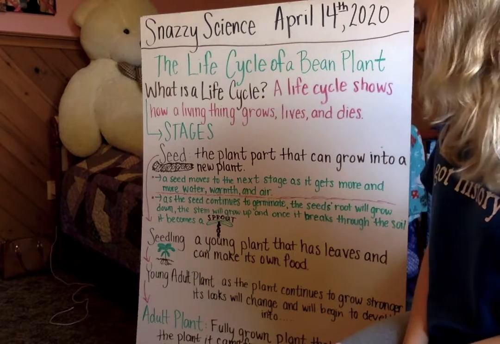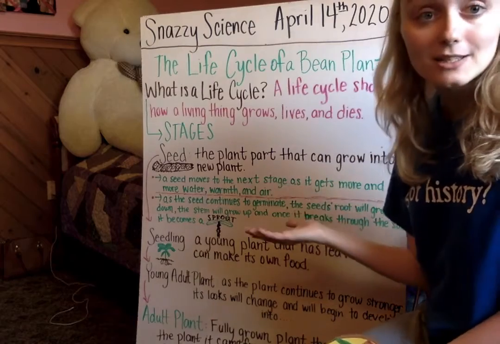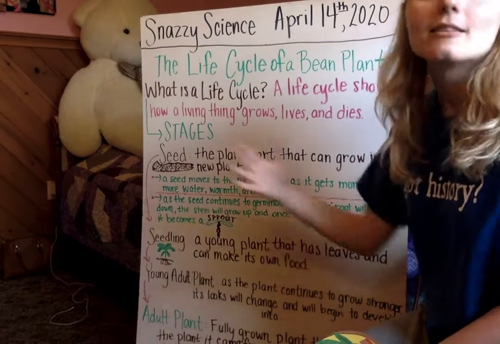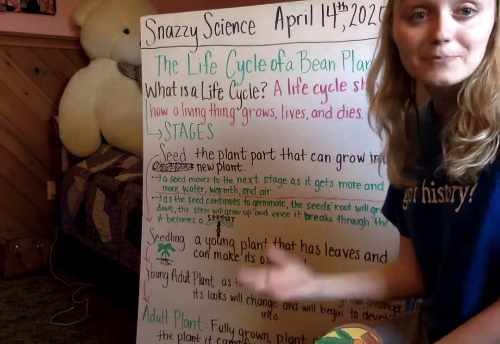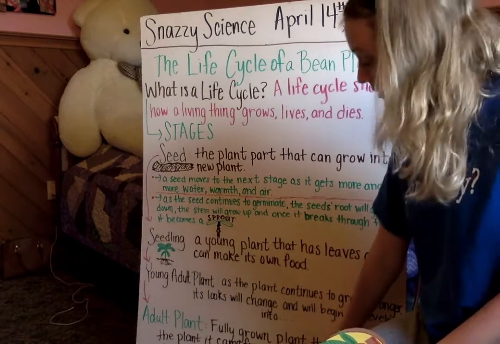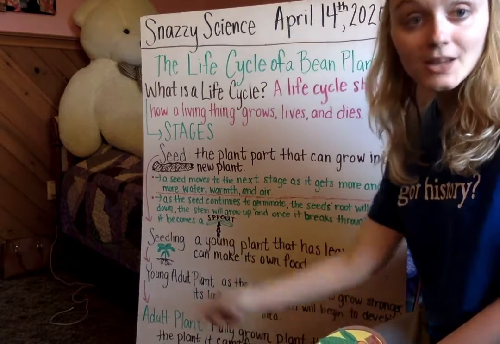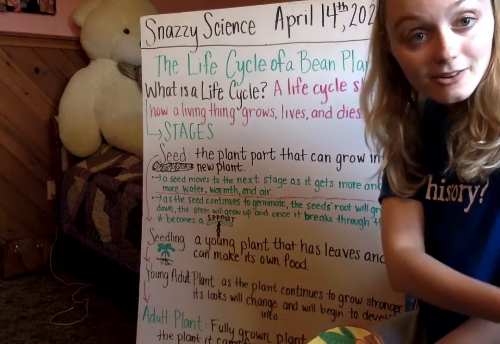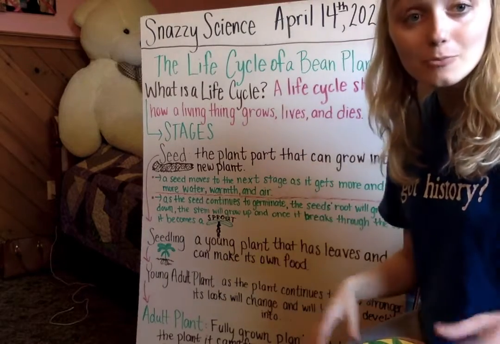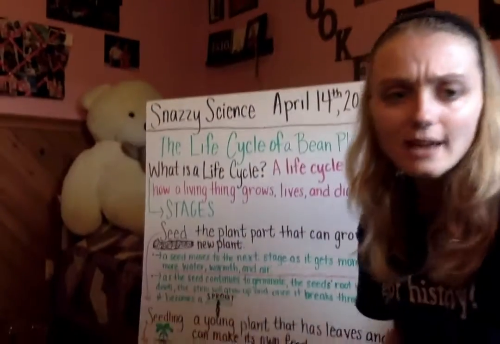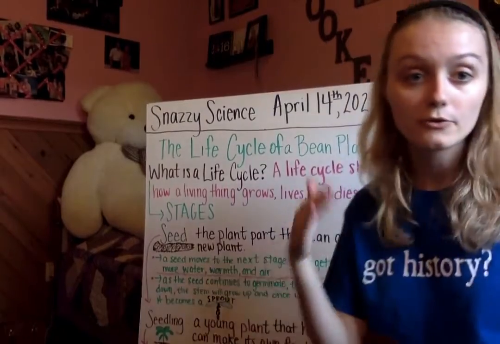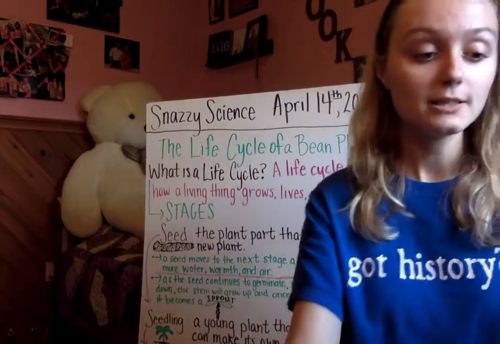It will make its own seeds, and once it starts that process of making its own seeds, the life cycle will start all over again, because that seed from this fully grown adult plant will be taken someplace else and will grow its own plant. So this life cycle, it just goes over and over again. It's nonstop. It's always happening. And the plant changes with time.